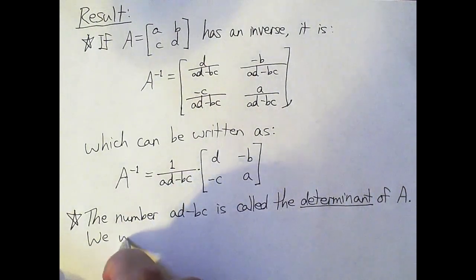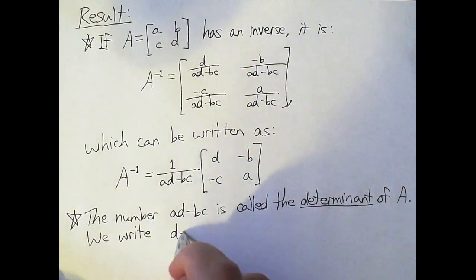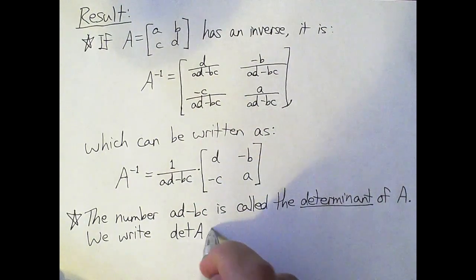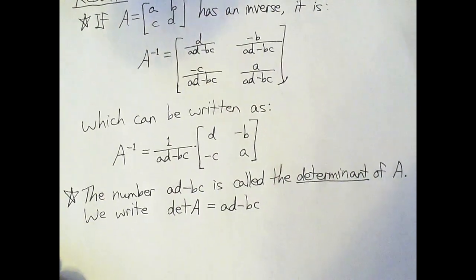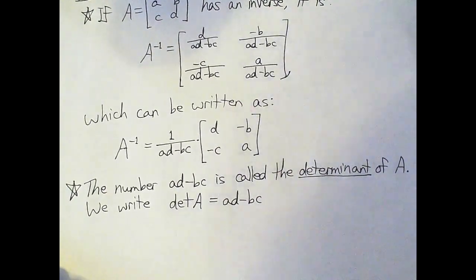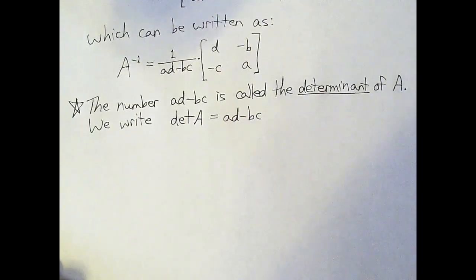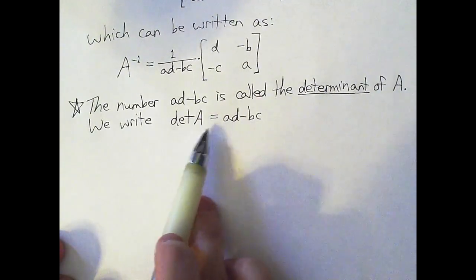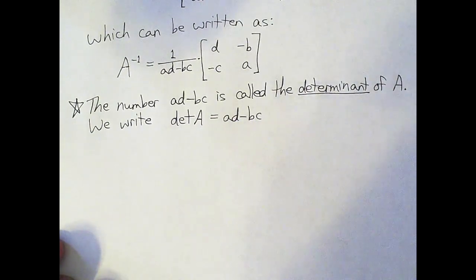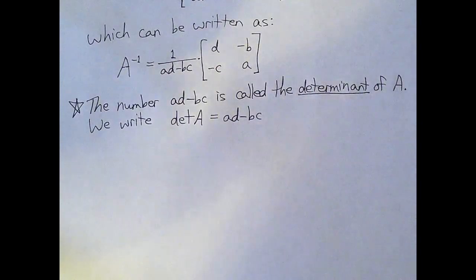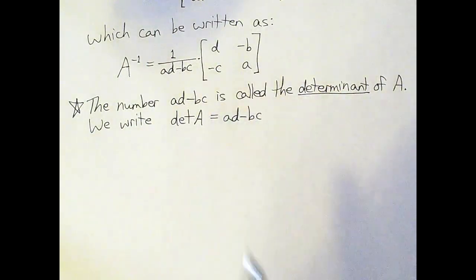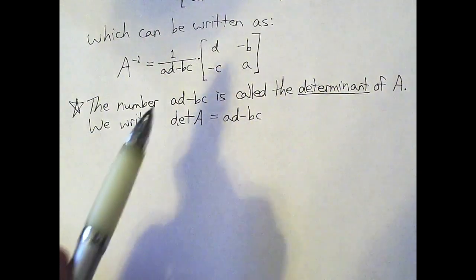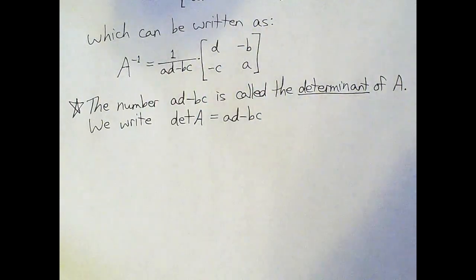We write det A equals AD minus BC. The determinant of A equals AD minus BC. So if you're given a 2x2 matrix, you can see what A, B, C, and D are. They're just the four entries of the matrix. And then you could do this little AD minus BC thing to find the determinant of A, which winds up being a part of the formula for the inverse.